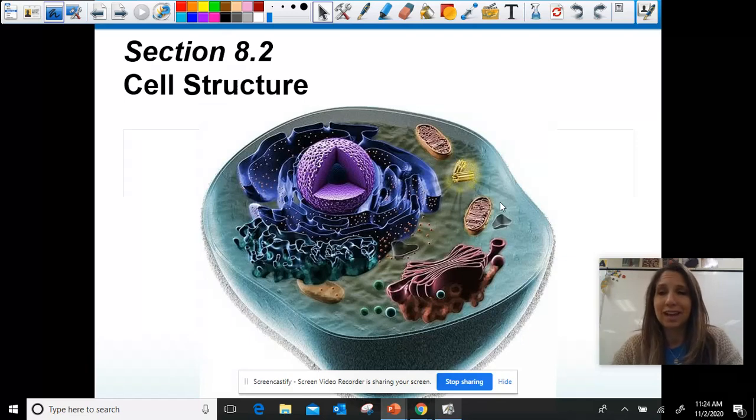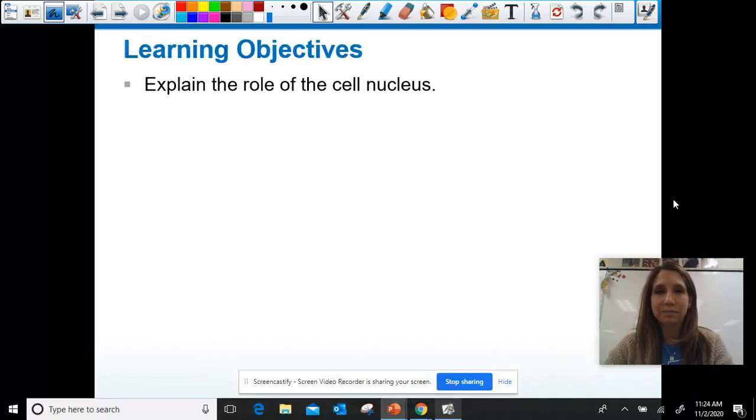In contrast to that, prokaryotes, remember, are strictly bacteria. That would be your only example. So when we look at cell structure, the majority of our conversation today is going to be involving specifically eukaryotic cells and the components found within them. Okay, so go ahead and get the heading.